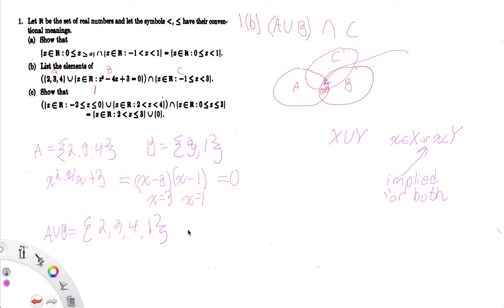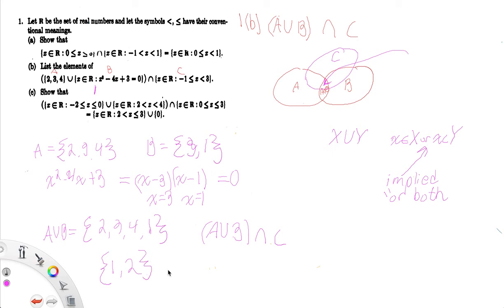That gives us a step closer, but we want to list the elements in (A union B) intersect C. And as we see, C is all the x in R such that x is greater than or equal to -1 and strictly less than 3. In order for an element to be in this set, it has to be in A union B and C simultaneously. And the only elements that are strictly less than 3 and greater than or equal to -1 are, you guessed it, 1 and 2.